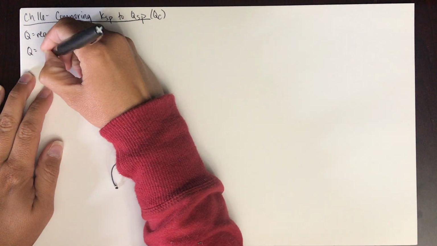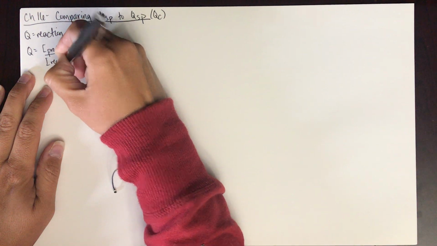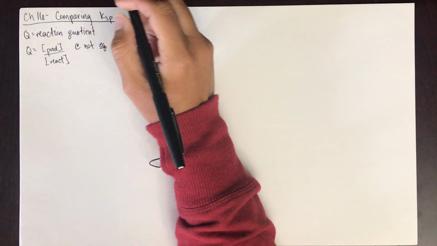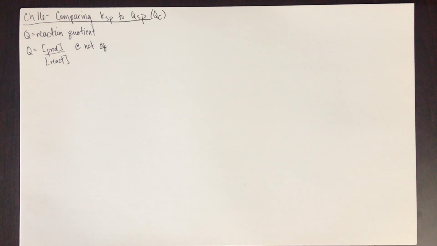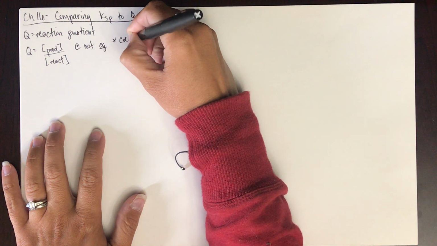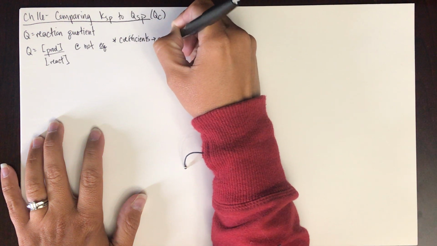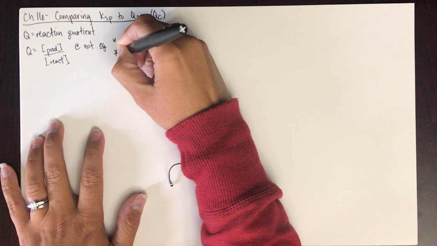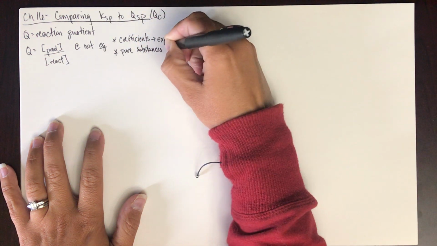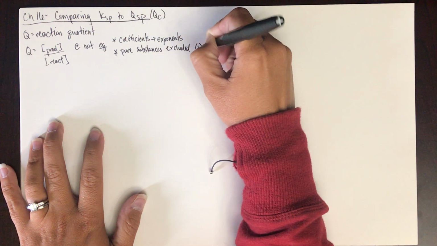Q equals the concentration of products over the concentration of reactants. It is at some position that is not equilibrium. That's the difference between Q and K. And the other things still apply. So coefficients become exponents, and pure substances are excluded. So solids and liquids are still excluded.